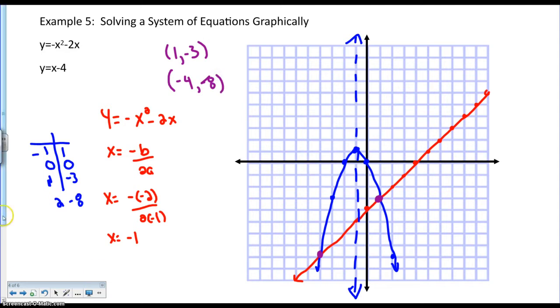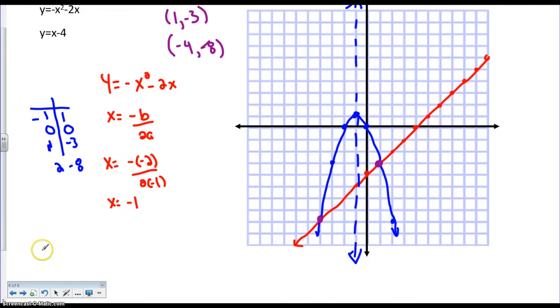Does this work out? I really do hope it does. So I'm going to put negative 3 in place of y: negative 3 equals negative 1 squared minus 2 times 1. So negative 3 equals negative 1 minus 2. So that checks. That's good. I'm happy. And then we'll check the other one. So I have negative 3 equals 1 minus 4. That works. So let's check negative 4, negative 8.